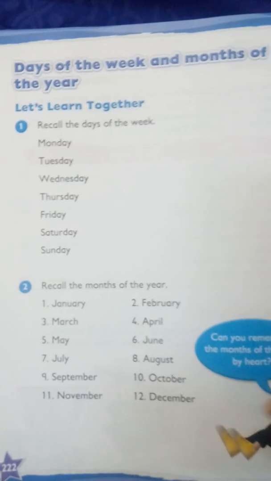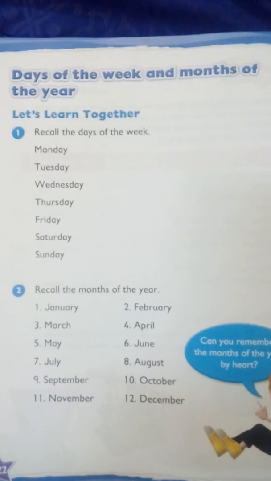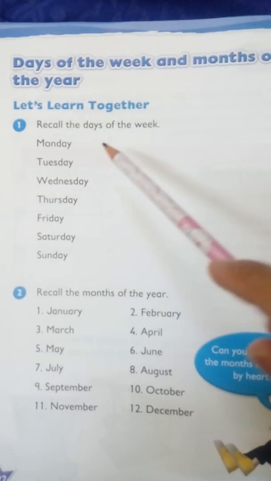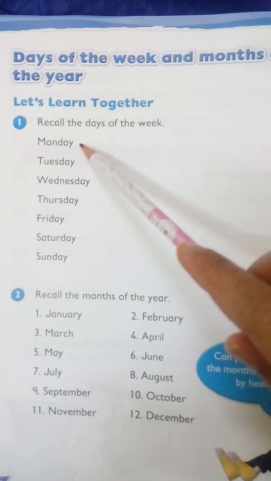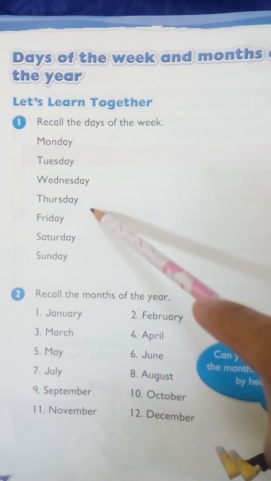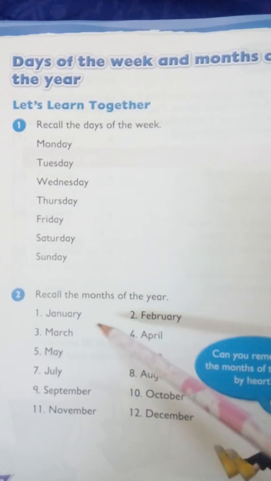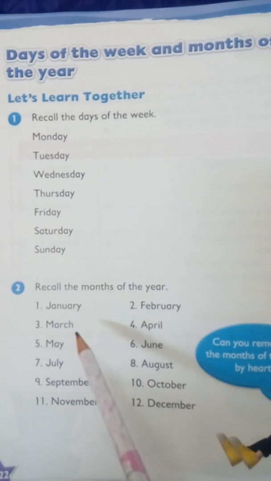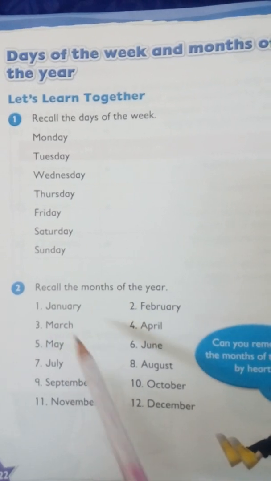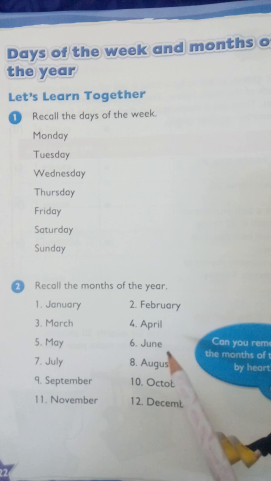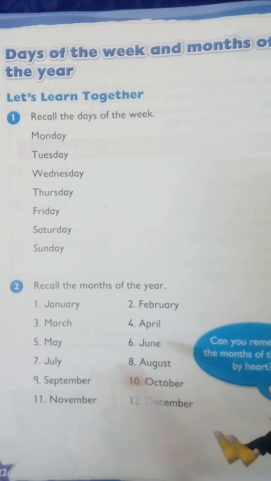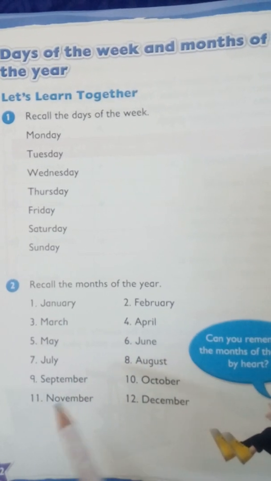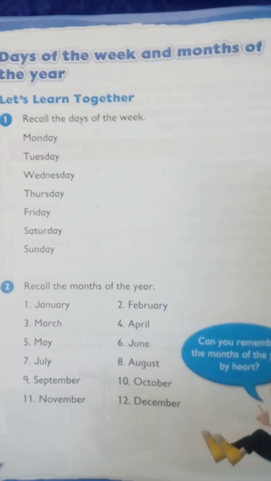And the last page is the days of the week. I know that you know them. Let's recall the days of the week. Monday, Tuesday, Wednesday, Thursday, Friday, Saturday, and Sunday. Let's recall the months of the year: January, February, March, April, May, June, July, August, September, October, November, and December.